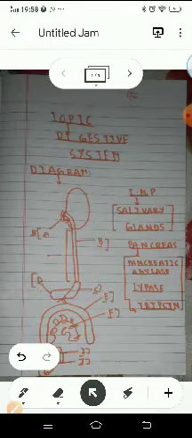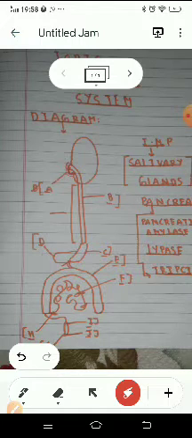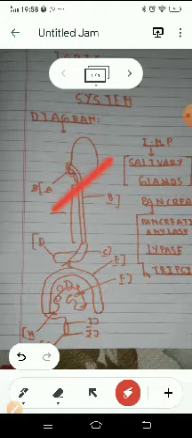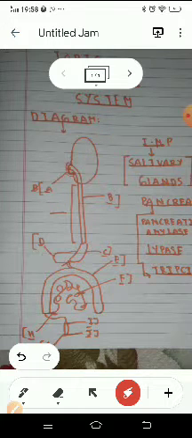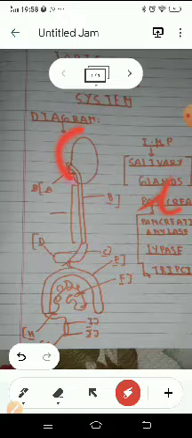Everyone knows food goes from the mouth, food pipe, stomach, small intestine, large intestine, rectum and anus. So when we eat the food, this area which is there is known as your buccal cavity. It is known as your buccal cavity.